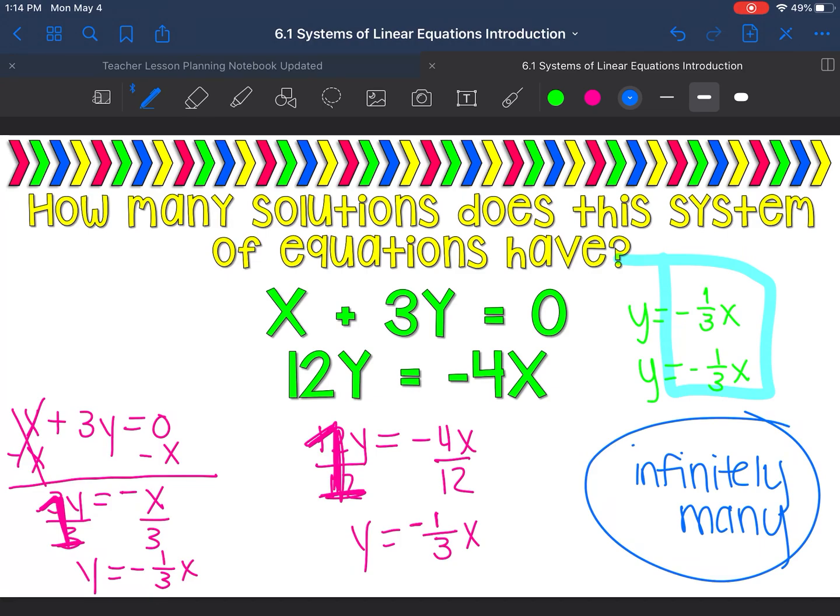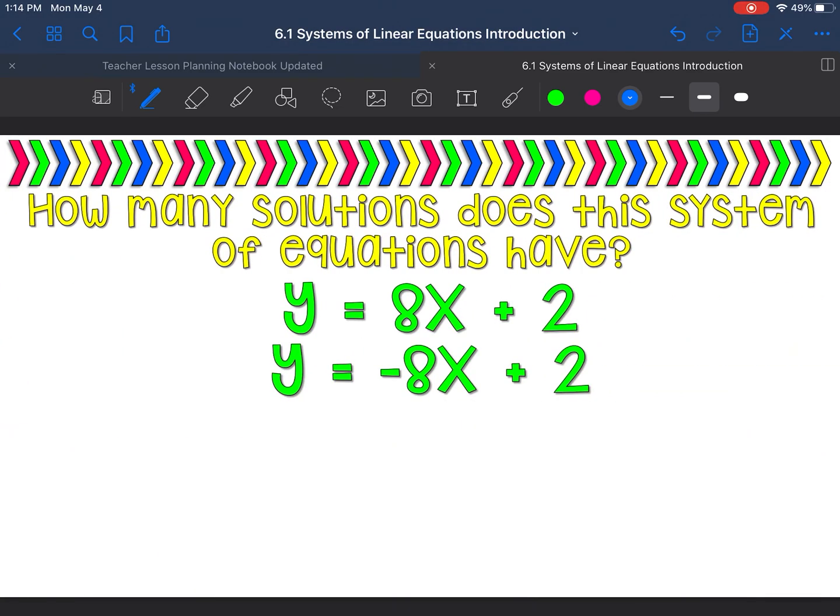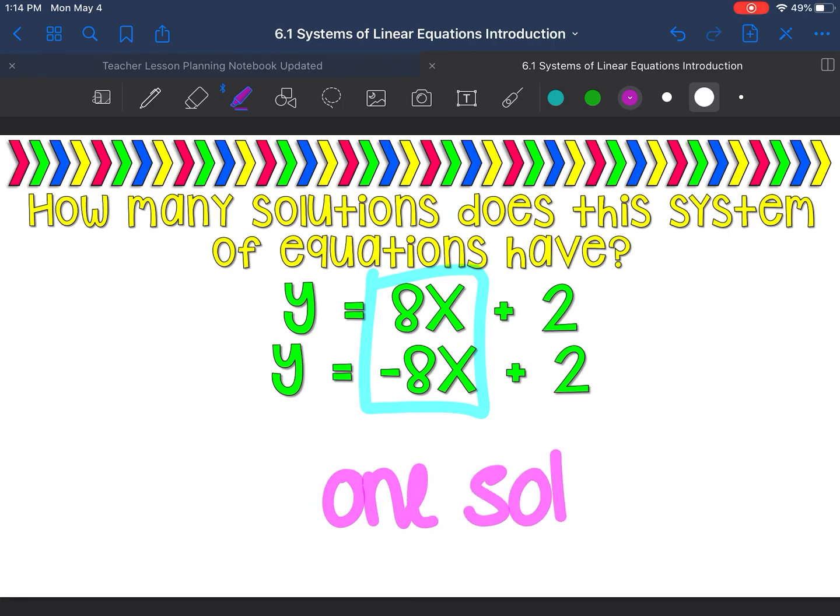All right, guys, one last easy problem to get you started and get you ready to jump into today's work. So how many solutions does this system of equations have? All right, first things first, remember, we want to take a look at our slopes. Do I have same slopes or different slopes? Different. As soon as you hear that word different, you automatically know that there is only one solution.